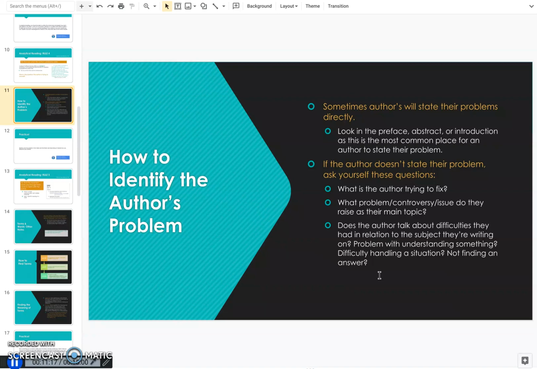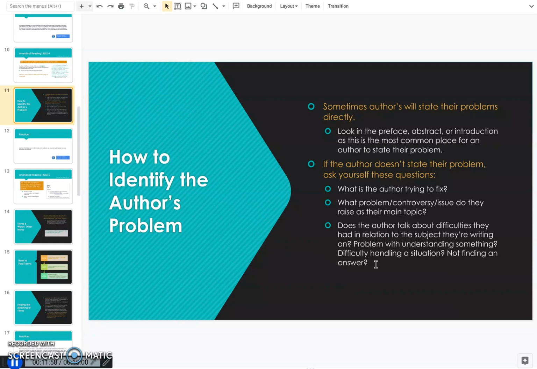And again, if you're ever struggling to find the main idea of an article, these 3 questions will help you with that. So just ask yourself, what is the author trying to fix? Second could be, what problem, controversy, or issue does the author raise as their main topic? And then third, does the author talk about difficulties they had in relation to the subject they're writing on? Maybe problem with understanding something, or maybe the difficulty in handling a situation, or maybe not finding an answer. Sometimes a difficulty an author had will serve as the inspiration for writing their piece, and they'll tell you about that in the very beginning of their paper.